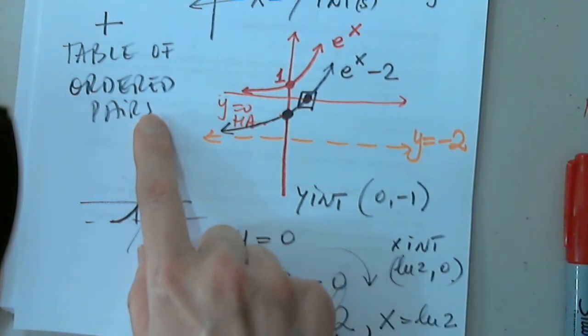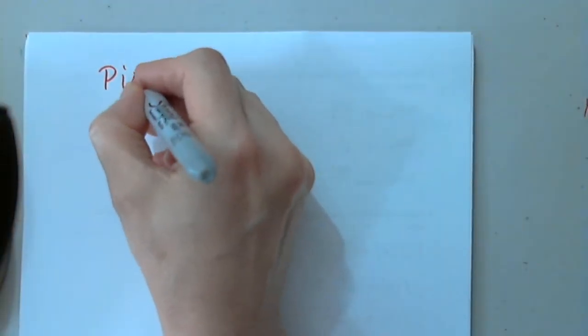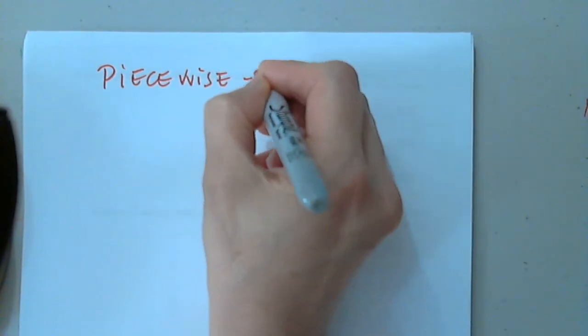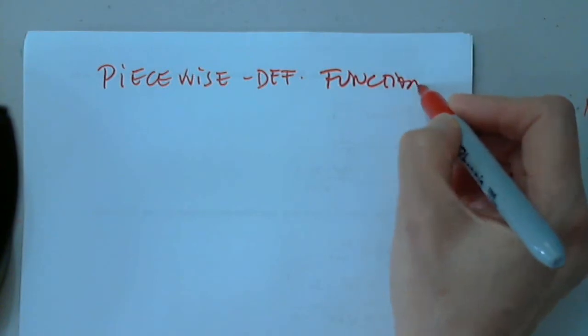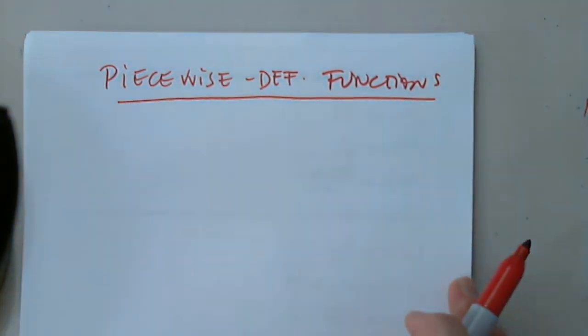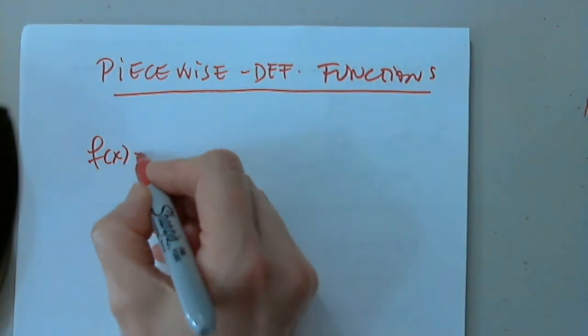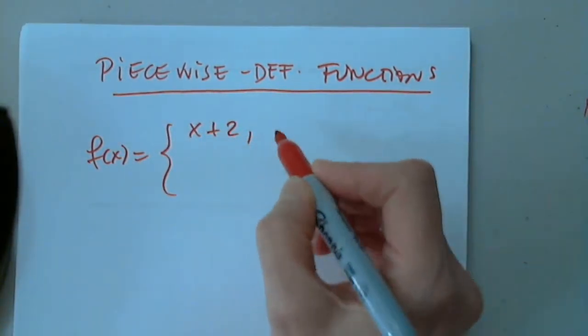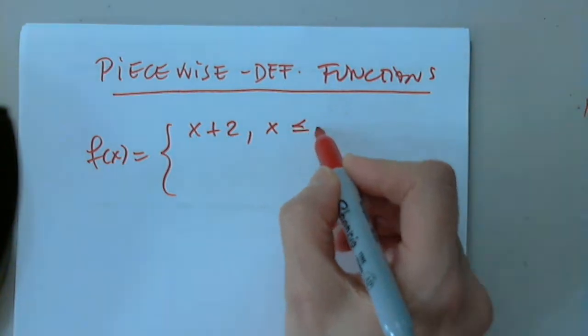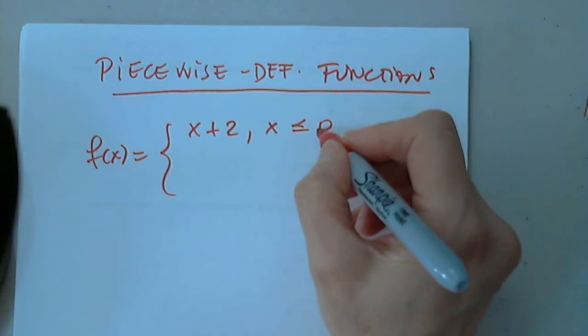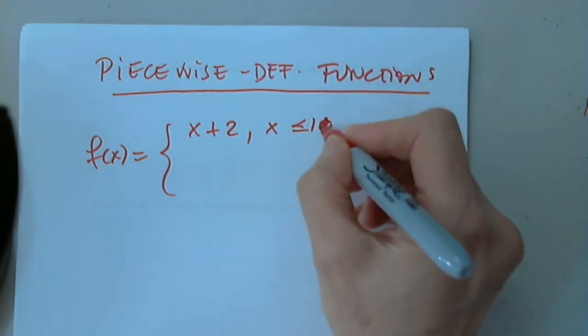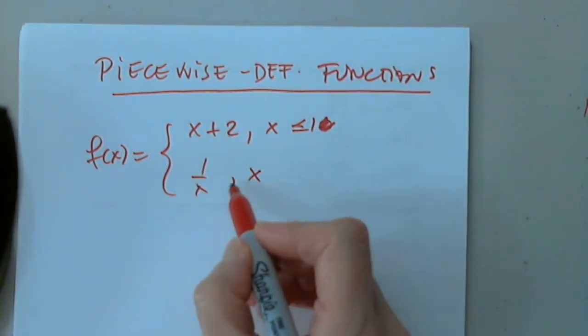I'm going to show a table of ordered pairs, not for this one, but for a different one. And I would like to talk about the piecewise defined function. You have multiple piecewise defined functions in all the classes. So I'm going to choose a simple one. Let's say f of x equals, I don't know, x plus 2 for x less than or equal to 0. And let me put 1 here. I'm going to erase that. And 1 over x for x greater than 1.